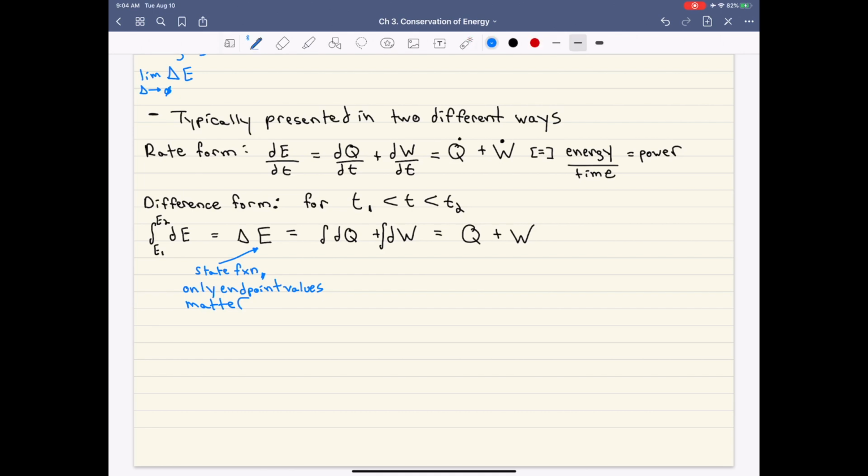For heat and work, however, these are not state functions. These are what we call path functions. And so when we integrate them, this dQ and dW, it actually matters what the functional form of dQ and dW are. To write that out, I'll write: the integrand function actually matters.